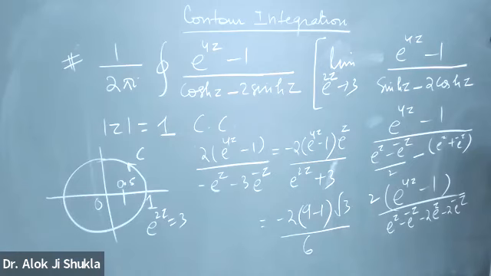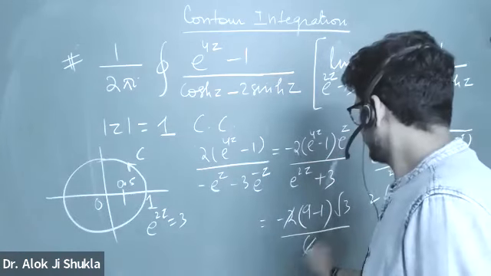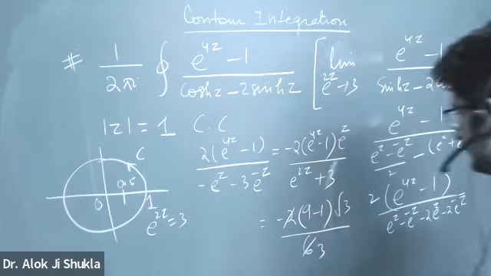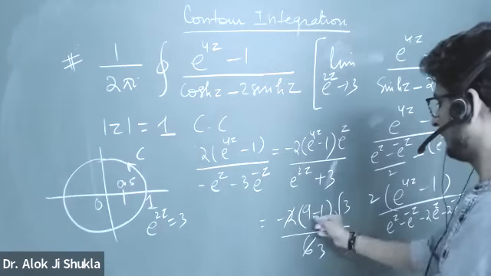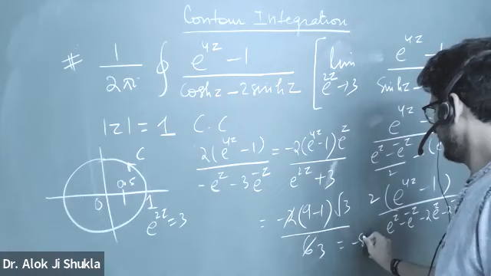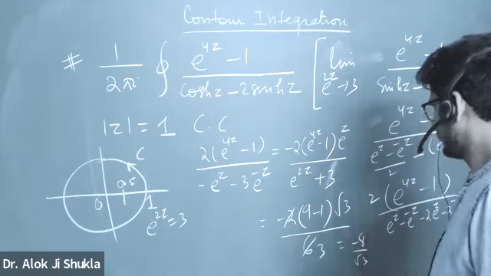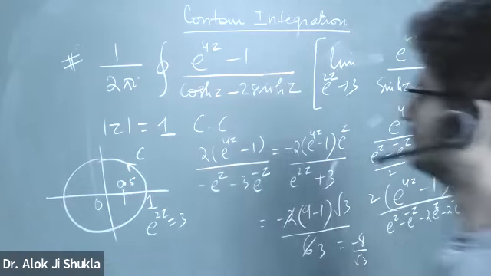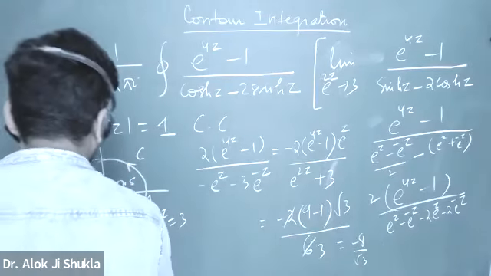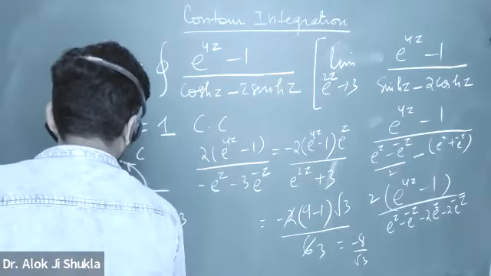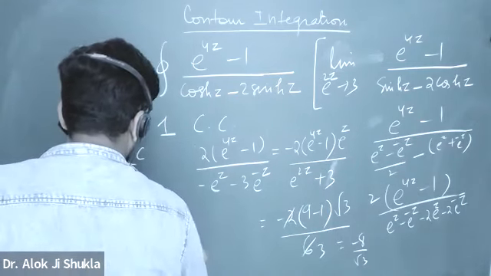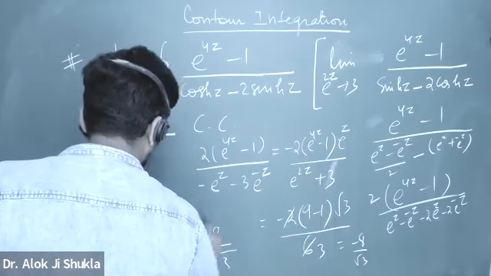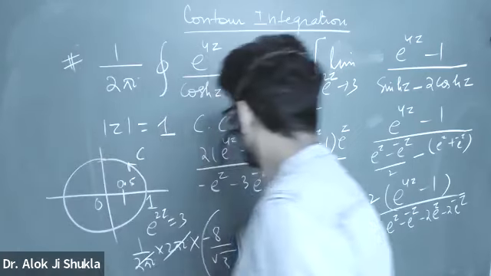Yes, sir. 3. So what will it become? Minus 8 by root 3. And the integration will be 1 by 2 pi i into 2 pi i into the residue, minus 8 by root 3. It will cancel. So this is the answer.